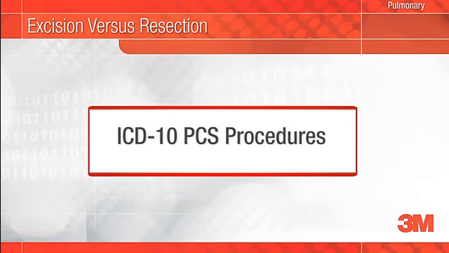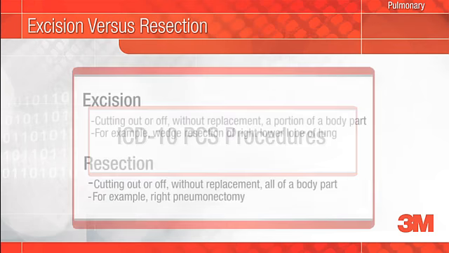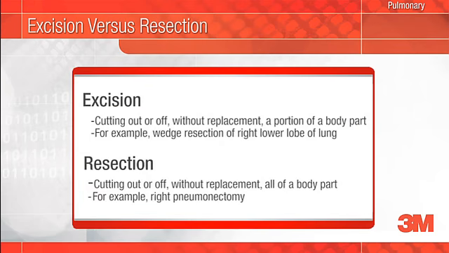ICD-10 PCS has specific definitions for these procedures. A code for excision is used only when a portion or part of an organ or body part is taken, for example, a wedge resection of the right lower lobe of the lung. Resection is taking all of a body part, such as a right pneumonectomy. Differentiating between an excision and a resection can be problematic for the coder when your documentation is not clearly distinguished between the two.